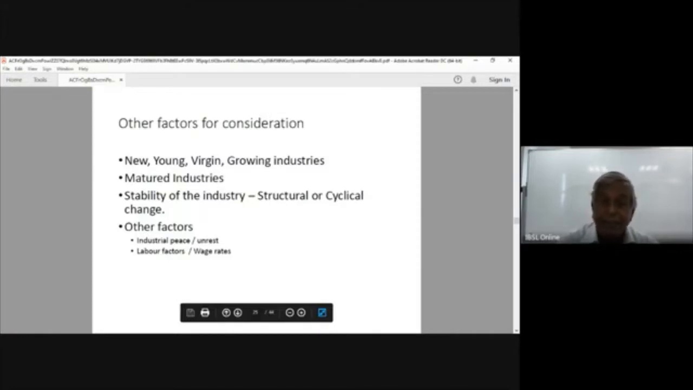Similarly, you must consider the labor factors within the industry, how the labor are looked after well, and whether the wage rates are acceptable wage rates or low wage rates. Now, these facts also you have to consider. So after all, everything you must consider and see how is the industry, the overall position of the industry, where your customer is operating.